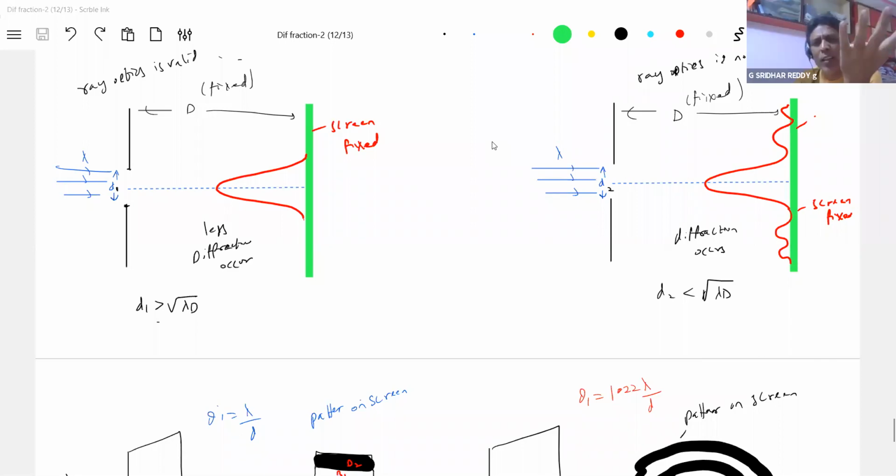If you coat wax, what is wax? Wax is an opaque object. It will block the light. Any transparent things, sir, which can be used? Again, that will become polarization. So many things are there.